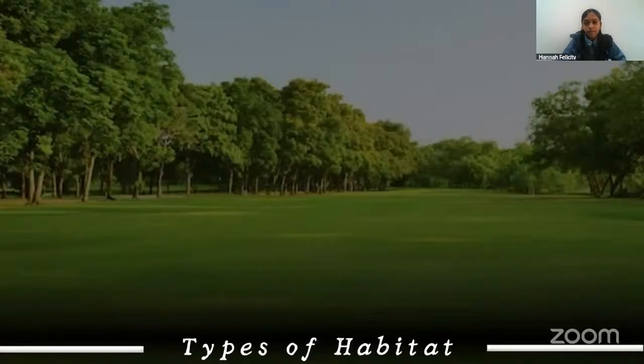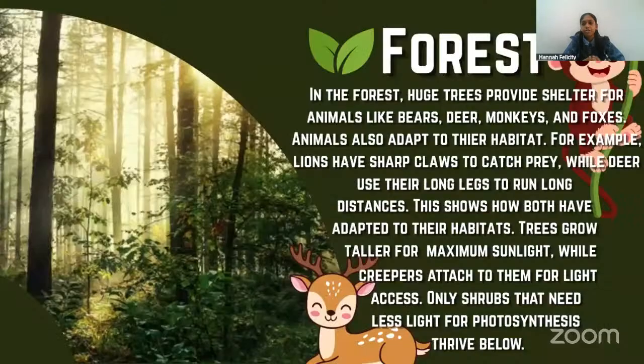Forest. In the forest, huge trees provide shelter for animals like bears, deer, monkeys, and foxes. Animals also adapt to their habitat. For example, lions have sharp claws to catch prey, while deer use their long legs to run long distances. This shows how both have adapted to their habitat. Trees grow taller for maximum light, while creepers attach to them for light access. Only shrubs that need less light for photosynthesis thrive below.